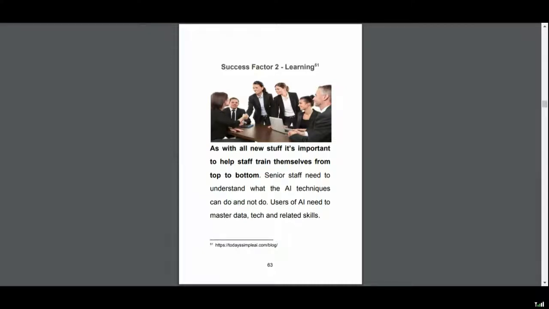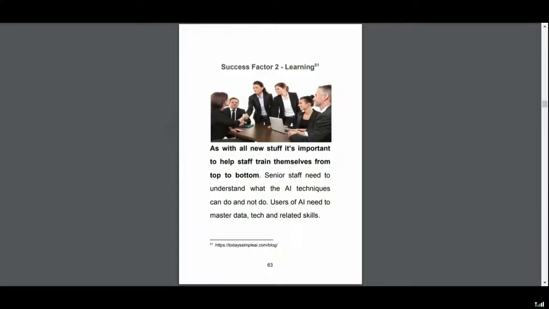Second big success factor is learning and training and sharing that learning. So with any new staff, and as I say, unless you're a Google or a Facebook or a digital first company that's fairly sophisticated, most of this stuff is still new to most of our staff. And therefore we need to help our staff, our employees, our colleagues train themselves and retrain themselves from the top of the business to the bottom.